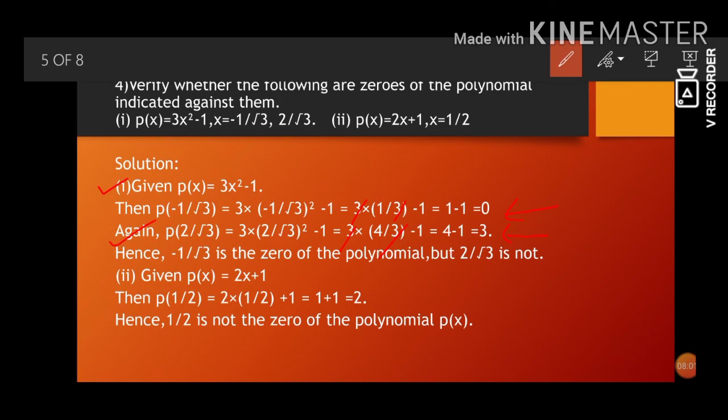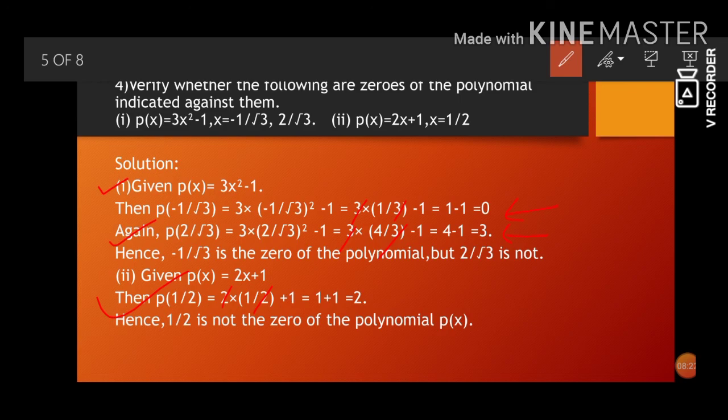In subpart 2 we have p(x) = 2x + 1. For x = 1/2, we have to see whether the given value is a zero of the polynomial or not. So in place of x, we are going to substitute 1/2. So we will write 2 × 1/2 + 1. The 2 and the 2 cancel each other out.